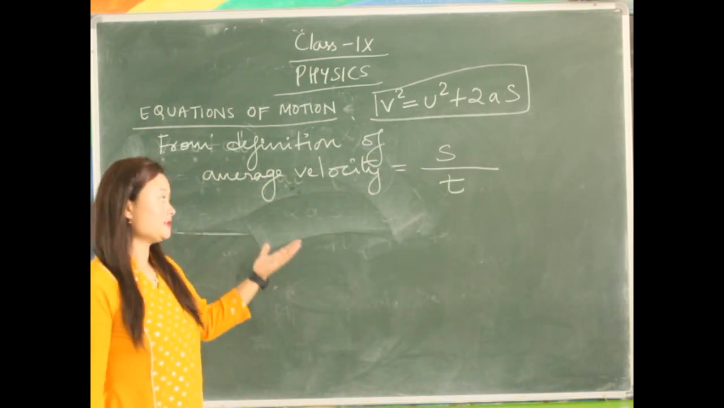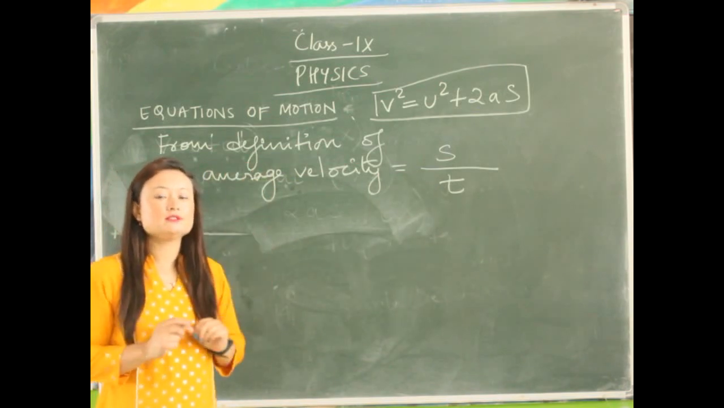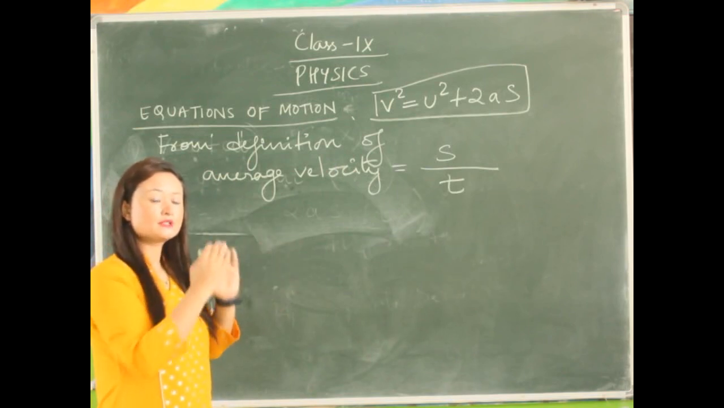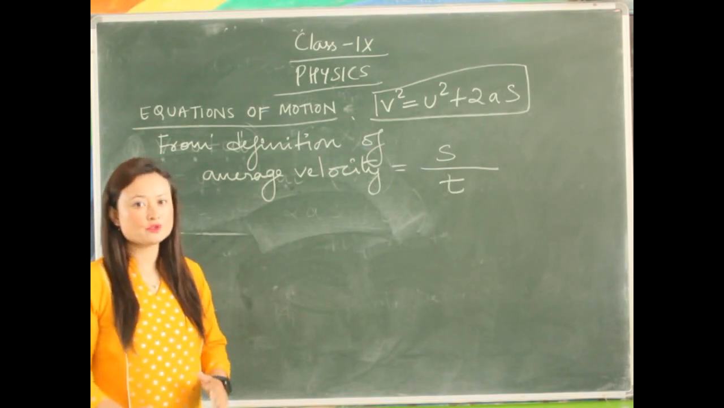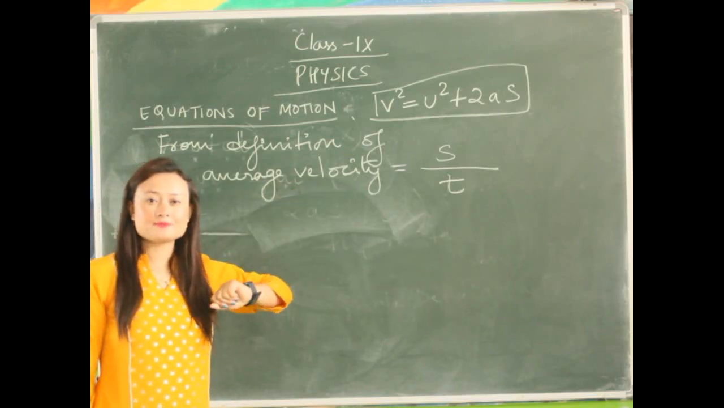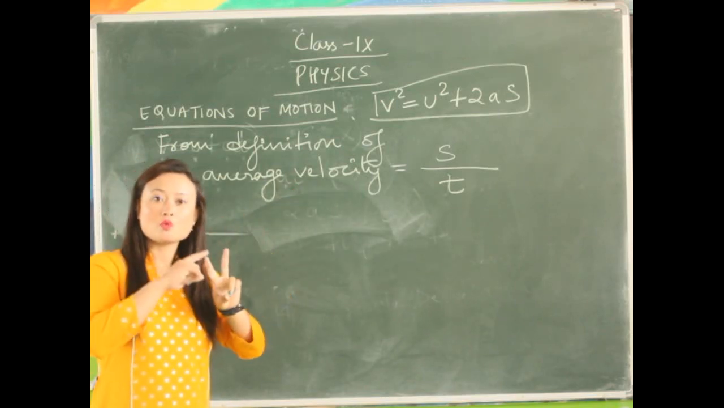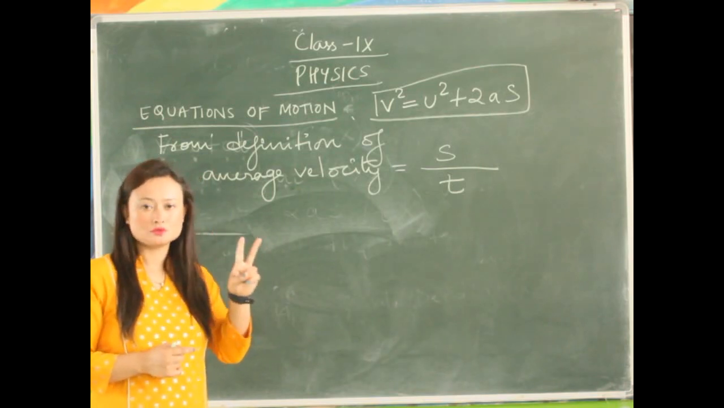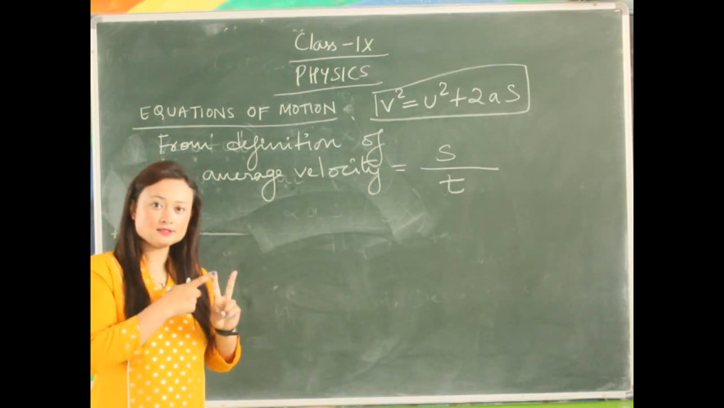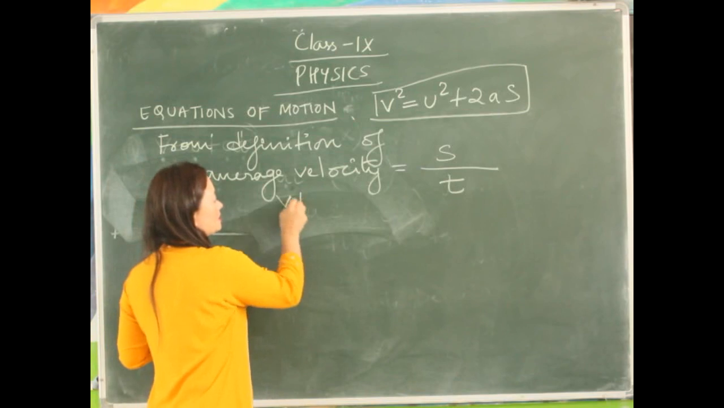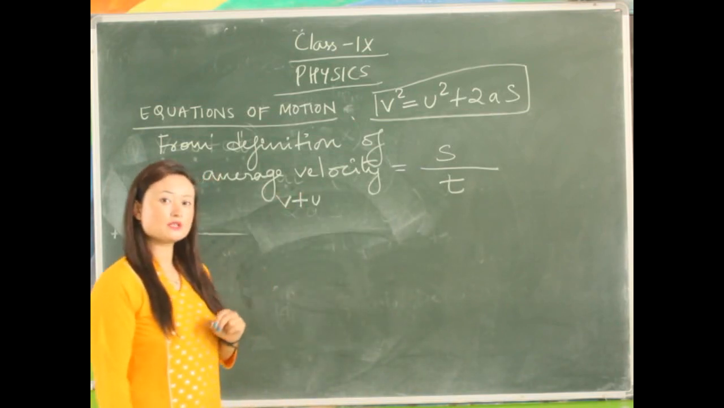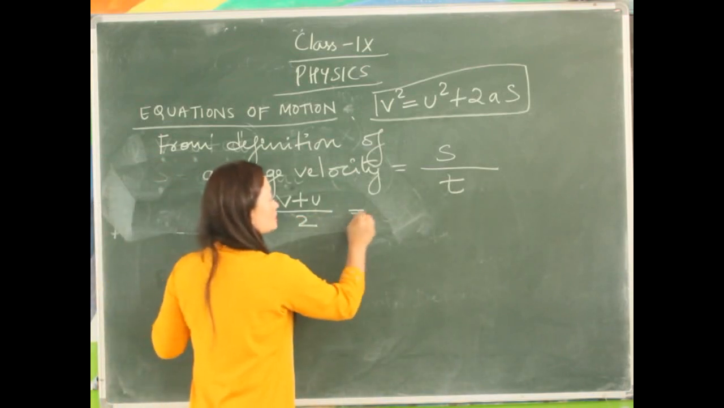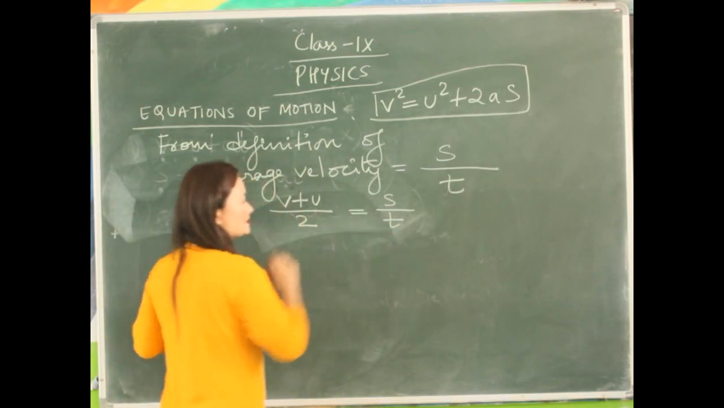Now, average in general means the sum divided by the number of observations. And in velocity, how many types of velocity do we know of? Two. One is your initial, another one is your final. So we need to find the sum of final and initial. So V plus U. And how many quantities do we have? Two. So therefore divided by 2 is equal to S upon T.